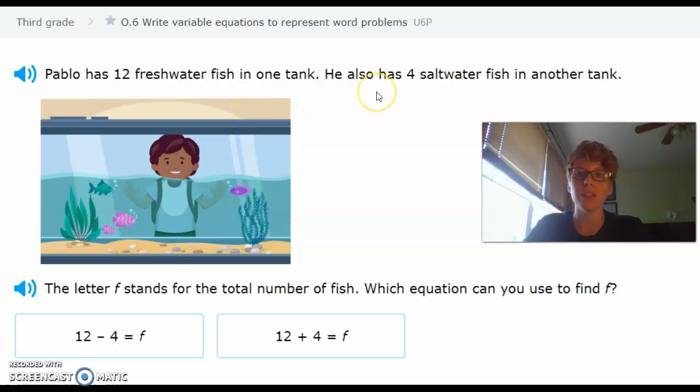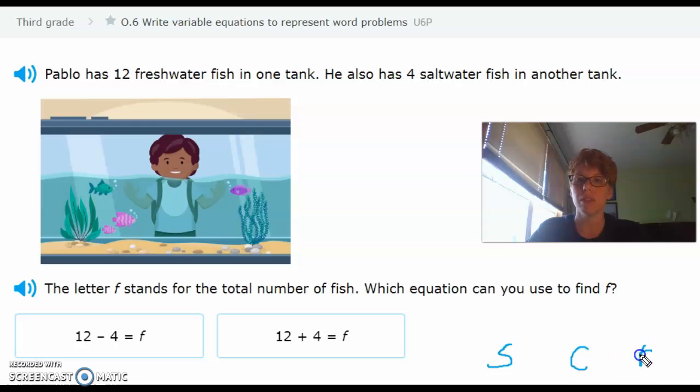It says Pablo has 12 freshwater fish in one tank. He also has 4 saltwater fish in another tank. Now the letter F stands for the total number of fish that Pablo has altogether. And which equation can you use to find F? Well, what do we know about start, change, result? Let me put S, C, R.